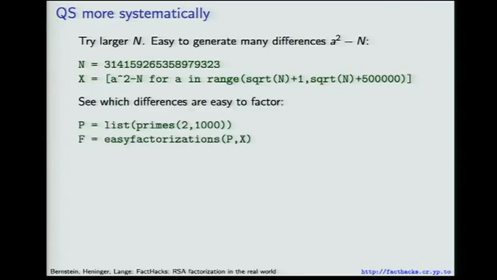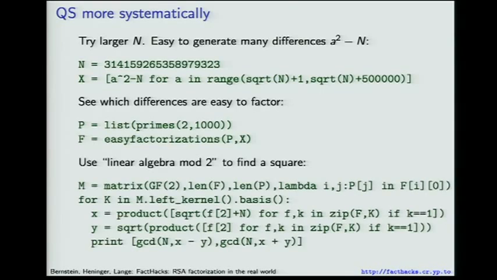Then search through those elements, those a squared minus n differences in this list, to see which ones have easy factorizations. A lot of them are numbers like that 157, and I don't know what the factorization of that is, but there's a function you can find on our website, easy factorizations, which looks through the list x, and if it finds numbers that are easy to factor, it quickly writes down the factorizations using the small prime techniques you heard about. It then makes a list of the easy factorizations, put into F. And then there's a big chunk, which I won't try to explain, called linear algebra mod 2. That somehow figures out a square that comes from the factorizations.